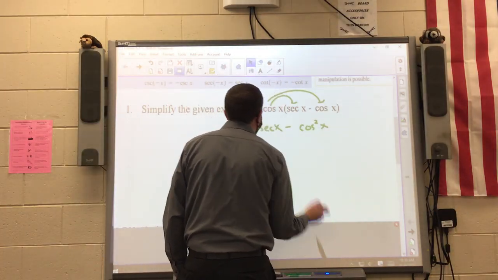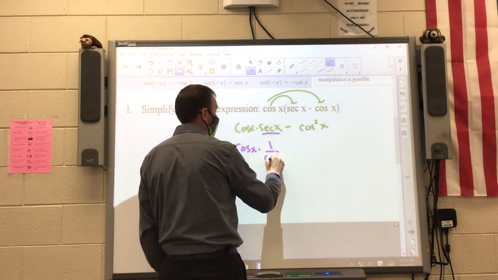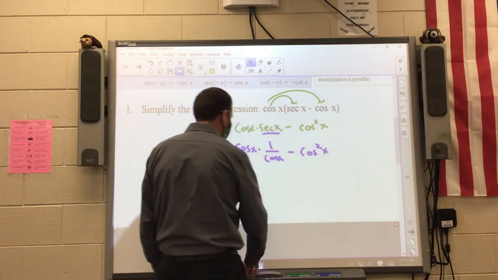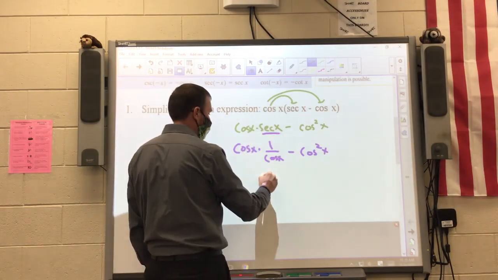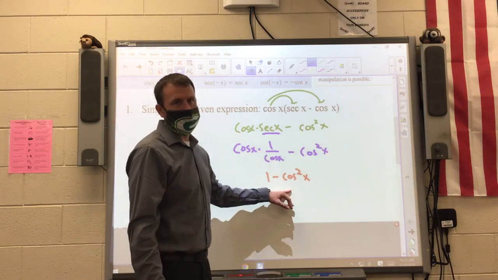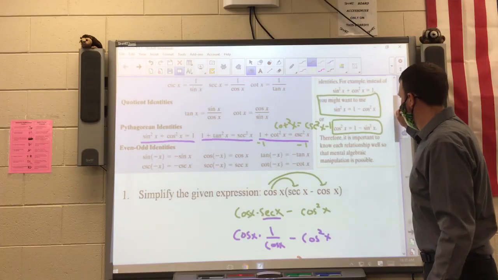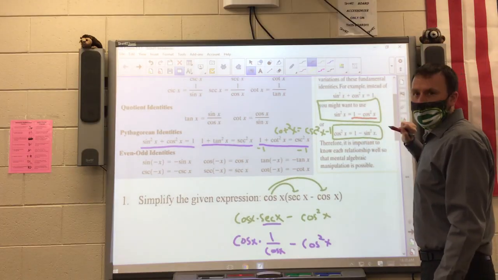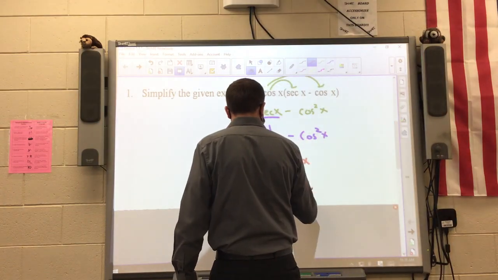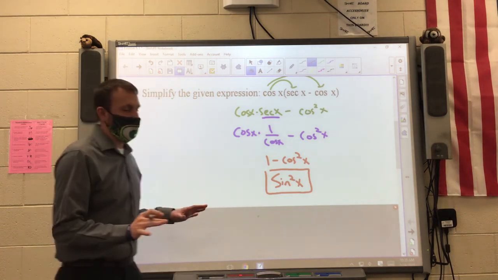Well, I can rewrite secant x as 1 over cosine of x. I do that because cosine x times 1 over cosine x is just 1. So I end up with 1 minus cosine squared of x. That should be one of our identities from above. 1 minus cosine squared of x is sine squared of x. So you could simplify the given expression to just be sine squared of x.